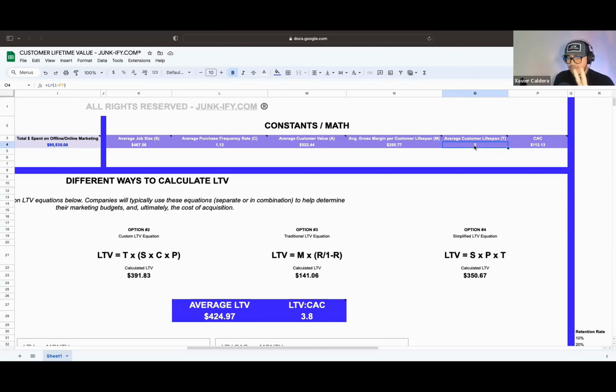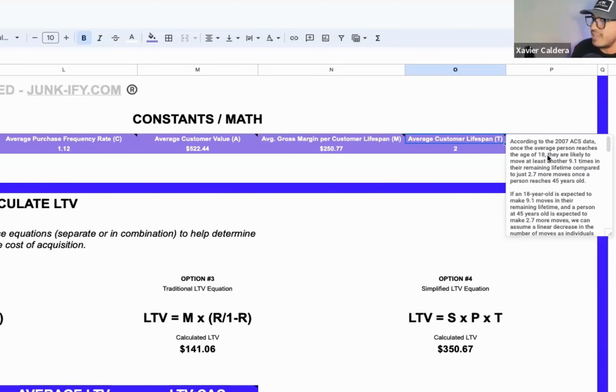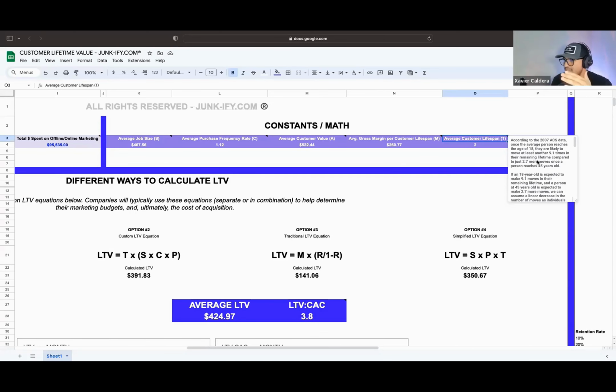So I got two different theories of calculating the average customer lifespan. I'm going to read to you how I found out about this. This is the quality definition, and then I'll give the quantity definition. So the quality definition says, according to the 2007 data of the government, once the average person reaches the age of 18 years old, they are likely to move at least another 9.1 times in their remaining lifetime, compared to just 2.7 more moves once a person reaches 45 years old.